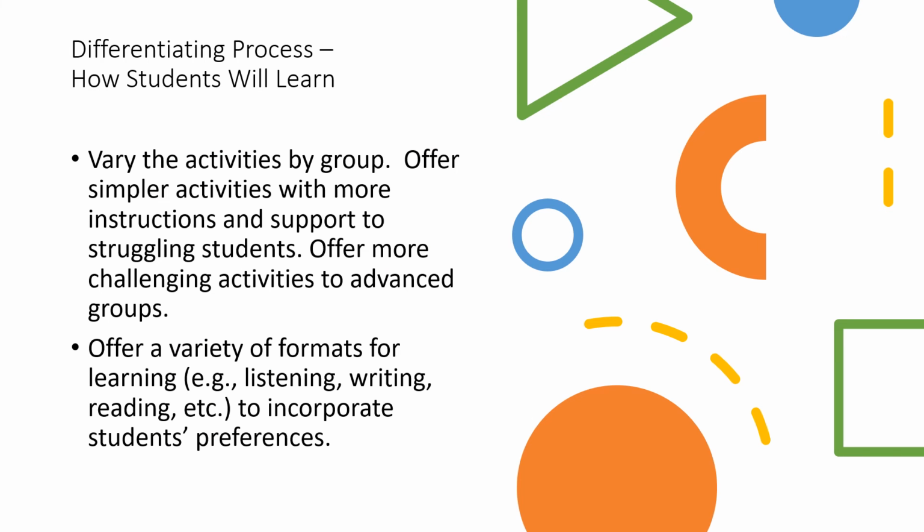Let's talk a little more about differentiating by process. You could vary the activities each group does. Offer simpler activities with more instructions and support for struggling students. Offer more challenging activities to advanced groups. Offer a variety of formats for learning, for example, listening, writing, reading, to incorporate students' preferences. So for example, you might have one group listening to a story and another group writing a story.